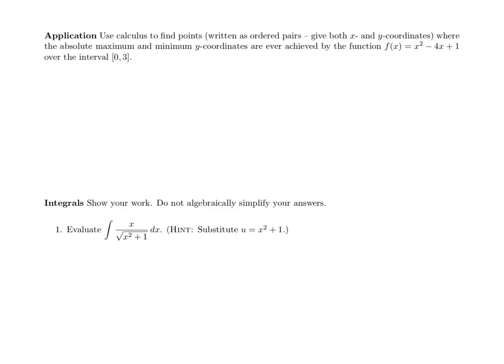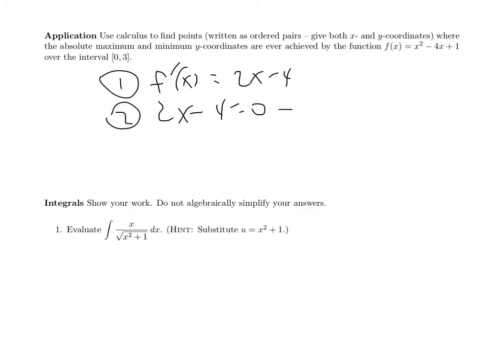Okay, on the next page, we have a simple max-min problem. This is to make sure that you can do the process, even without a calculator that can draw the picture for you. The process is, step 1, find the derivative. So in this case, it's 2x minus 4.